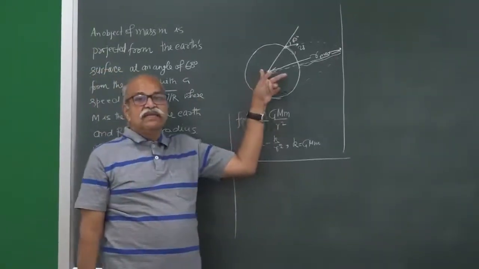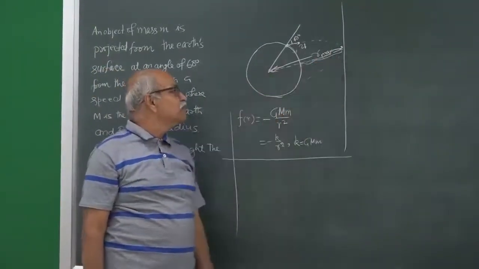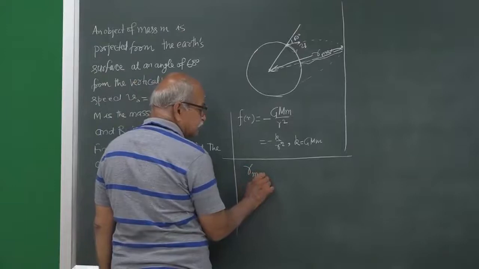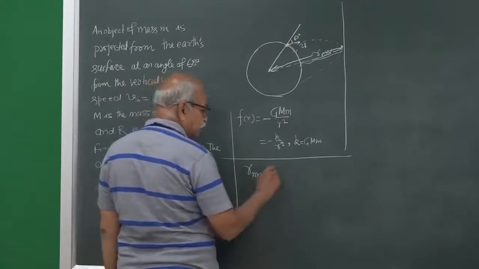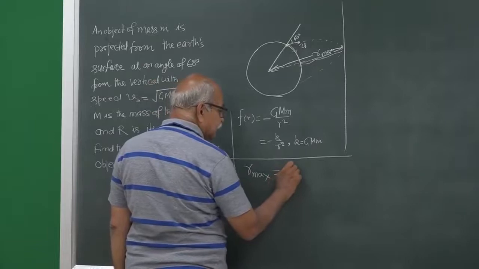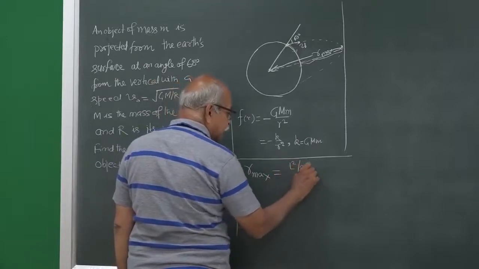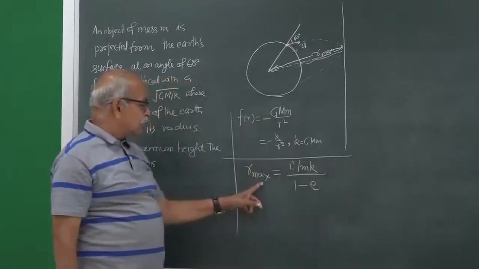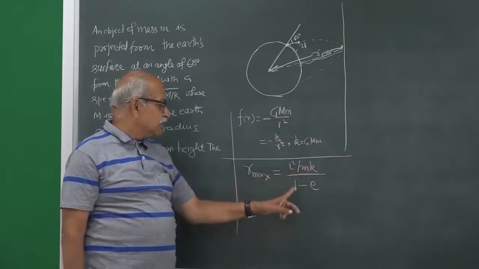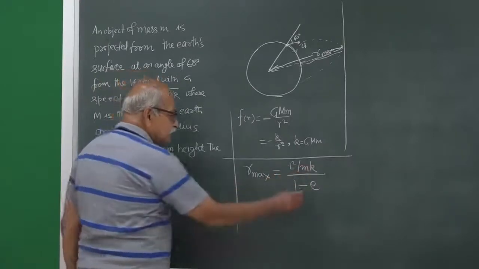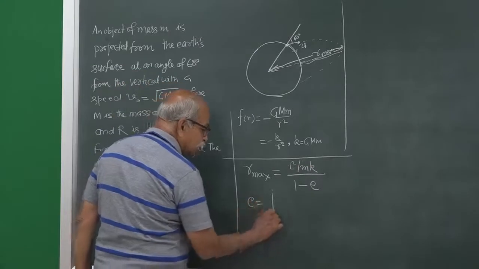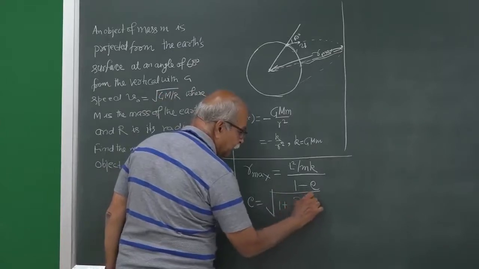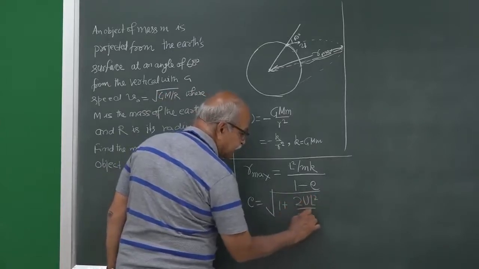So, what should be our strategy? We have to get this maximum value of r, and this maximum value of r for an inverse square attractive force is given by L square by m k divided by 1 minus eccentricity. This is r max, and r min is this quantity divided by 1 plus e. And what is this e? Eccentricity. This is the square root of 1 plus 2 u L square divided by m k square.